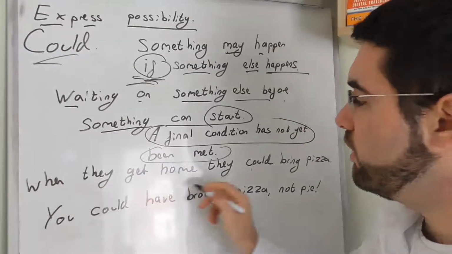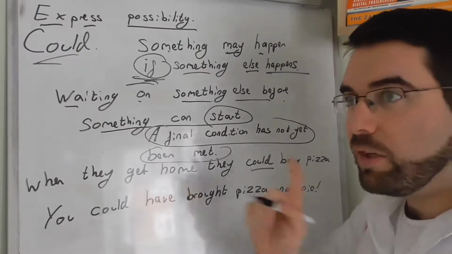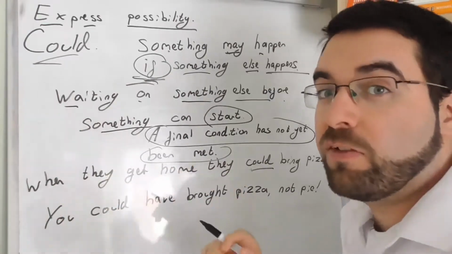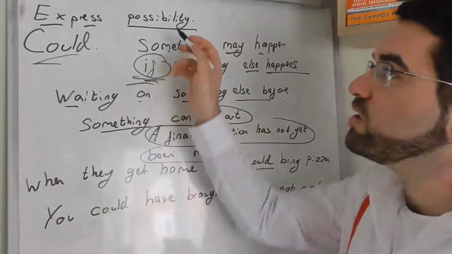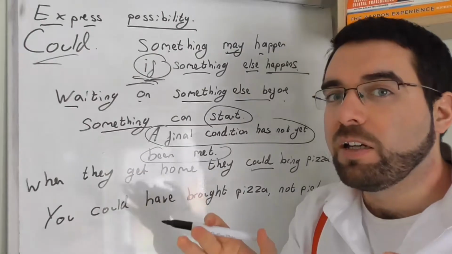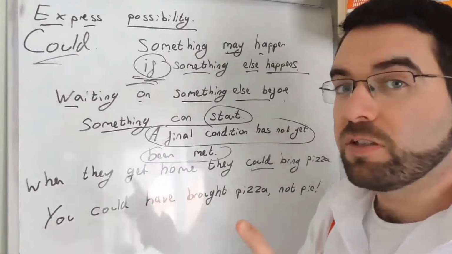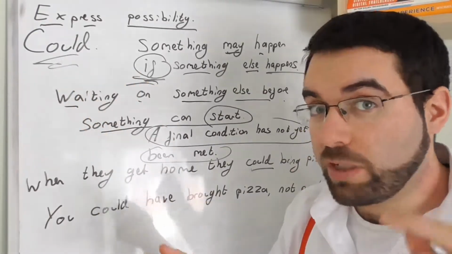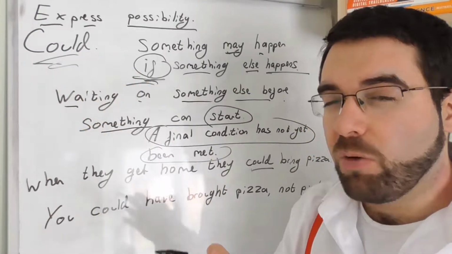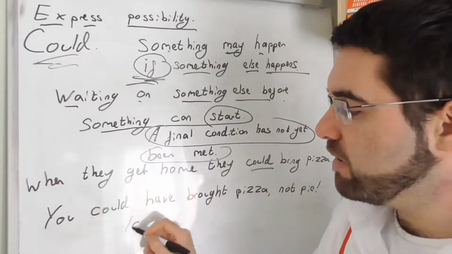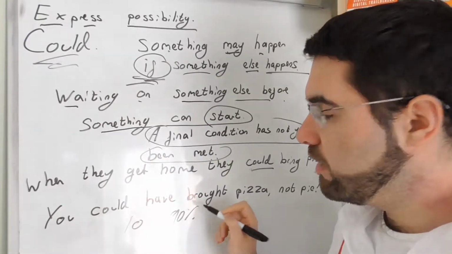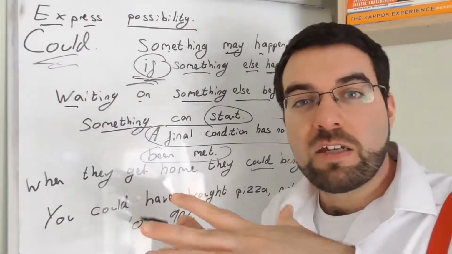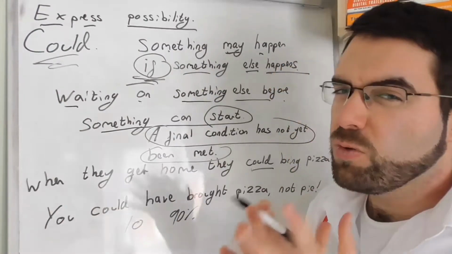When they get home, they could bring pizza. They could bring pizza if they go to the pizzeria, if they want to. It's possible, but how likely is it? There's a big difference. Possible means it could happen. It could happen, but likely is what's the percentage? You know, is it like a 10% chance, a 90% chance? What's the chance of it actually happening? 50-50? 90? 10%? Difficult to say.